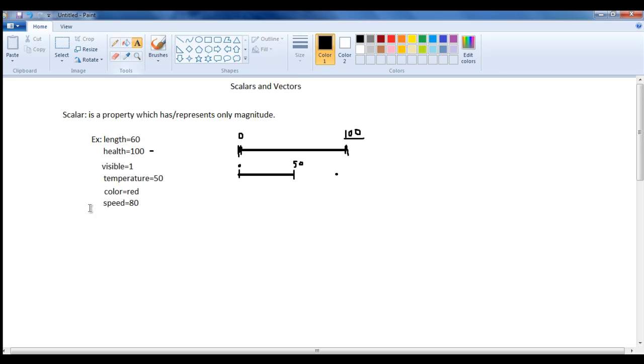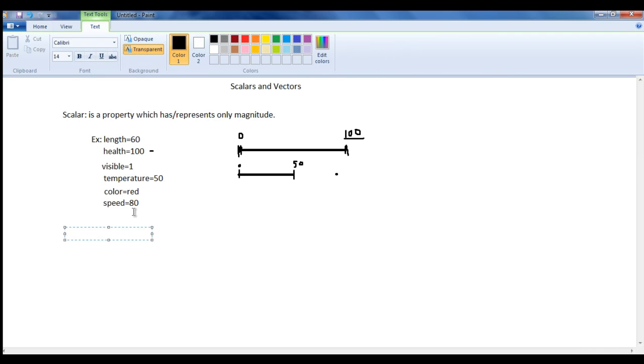Now when you come to vectors, you are going to have direction involved, my friends. Let us see vectors. What is a vector? A vector is also a property of your game objects, which has or represents both magnitude and direction. So a vector has a magnitude, that means a length, as well as the direction involved in it.